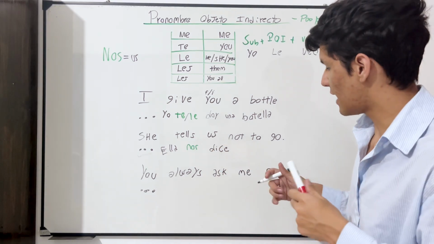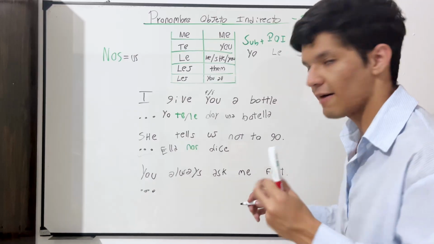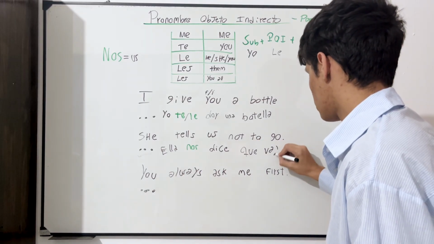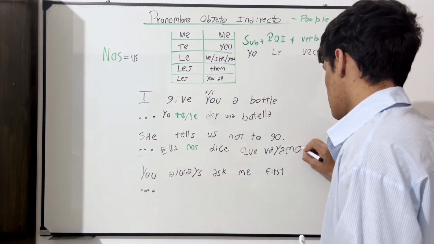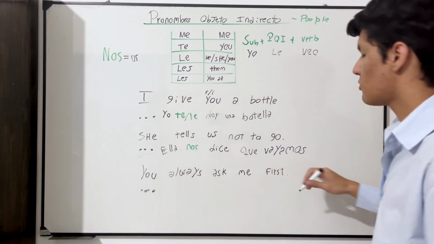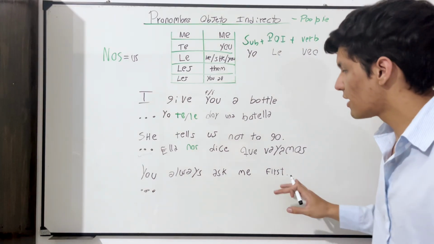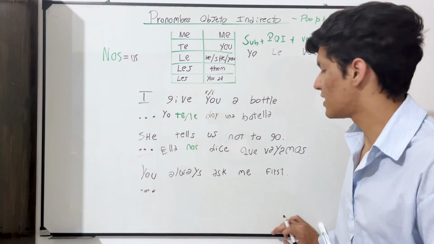But this is pretty advanced, but anyways, you have to know it. This is ella nos dice que vayamos. Ella nos dice que vayamos. She tells us to go. Vayamos is subjunctive, we go subjunctive. You will learn this much later or with my videos here about subjunctive.